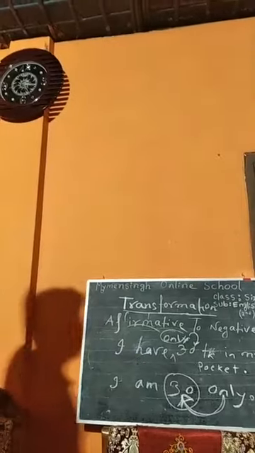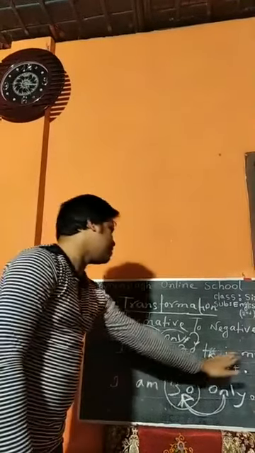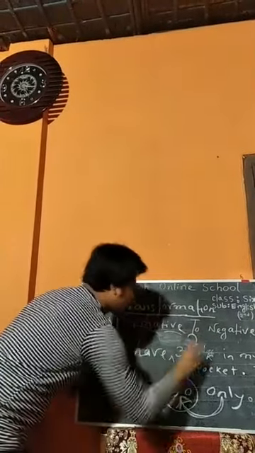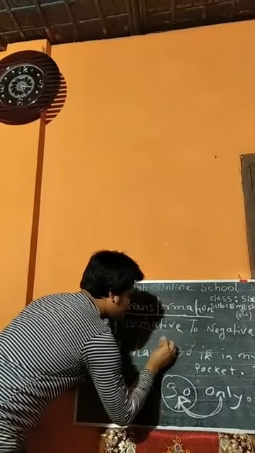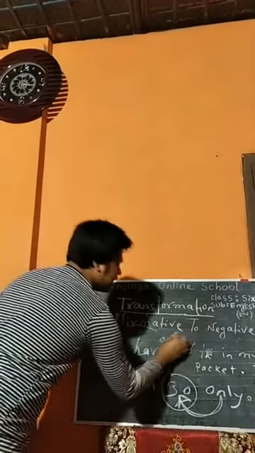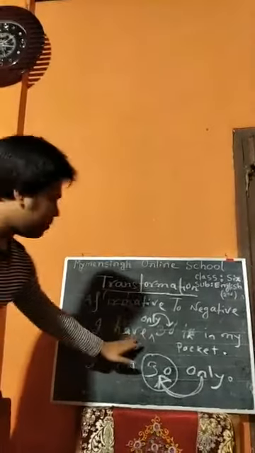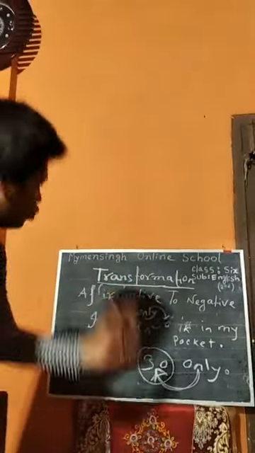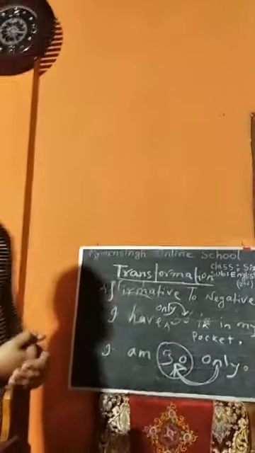You have understood, I hope. Here the answer will be, I have only 30 taka in my pocket. As only indicates 30, so we have to use here, I have not more than 30 taka in my pocket, or, I have not less than 30 taka in my pocket. I think you all have understood the rules of only or alone. Now rule number two.